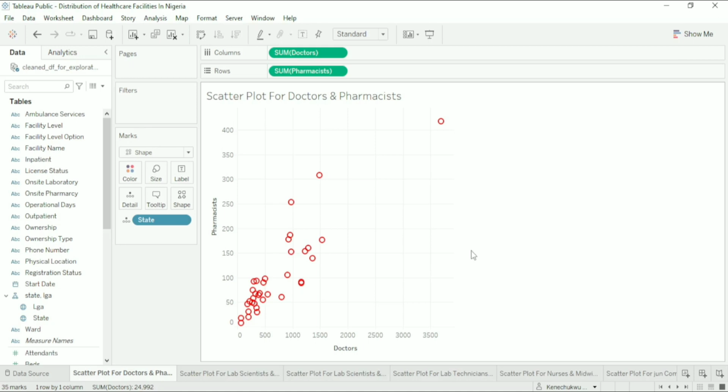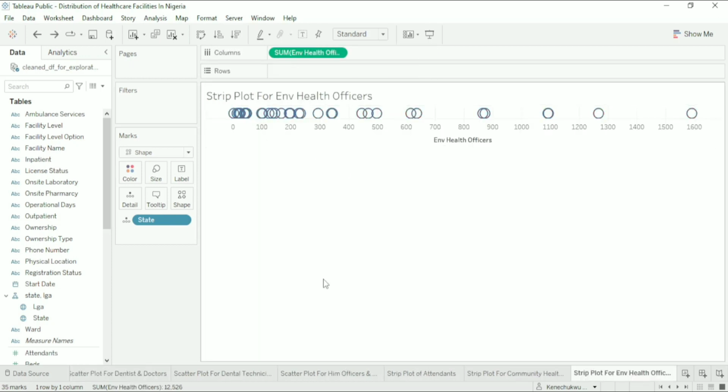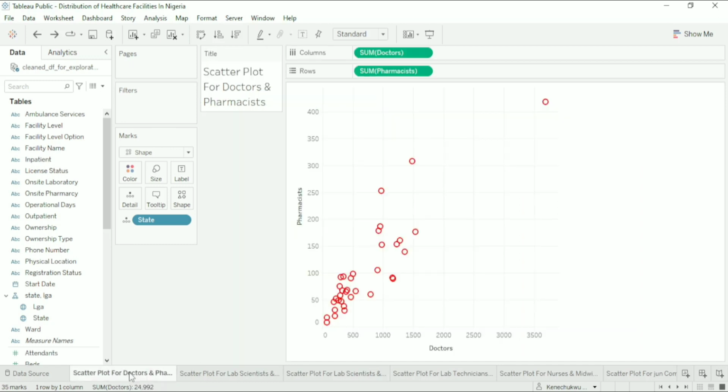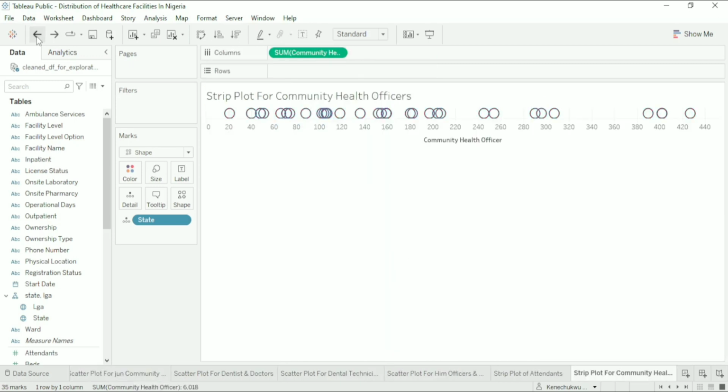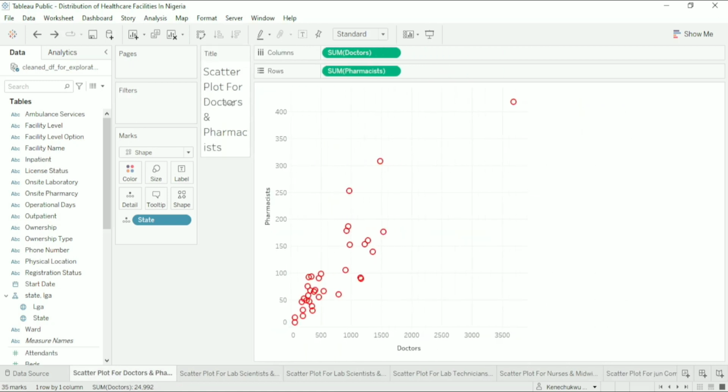So now this is a scatter plot of, this is a scatter plot. Sorry, I made a mistake. Okay, let me just leave it this way. But this is a scatter plot of, I'll fix it later. It's just a minor problem.